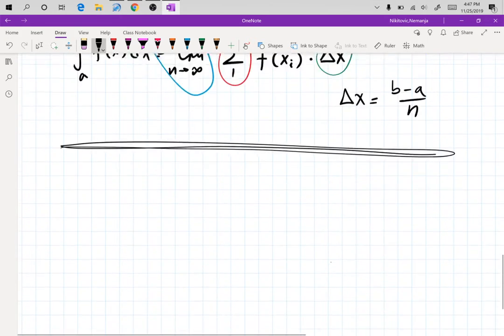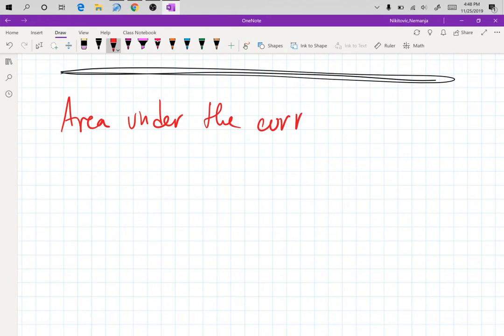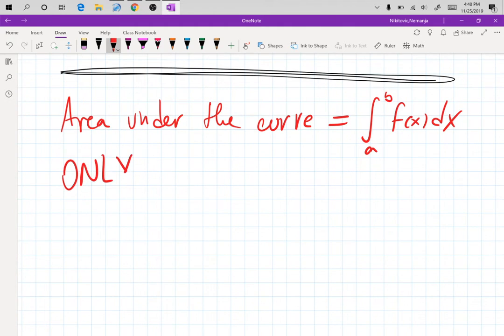Now, what I'm going to write one more time in blood here: area under the curve equals the integral from a to b of f of x dx only if f of x is always positive.